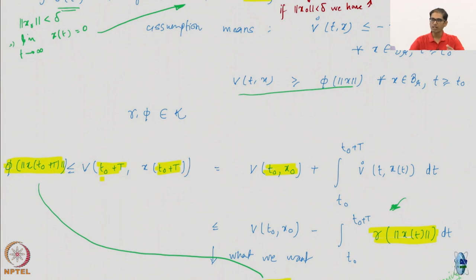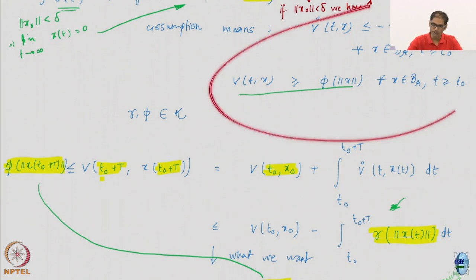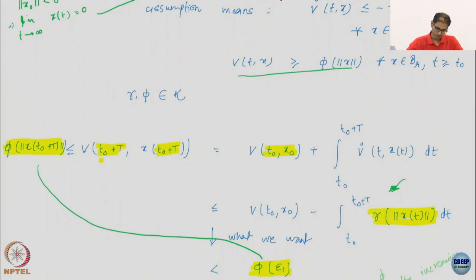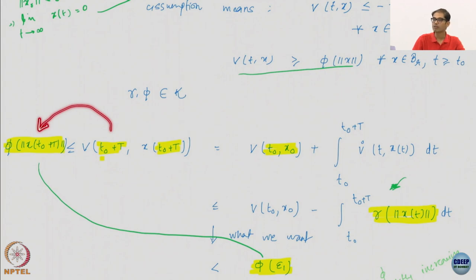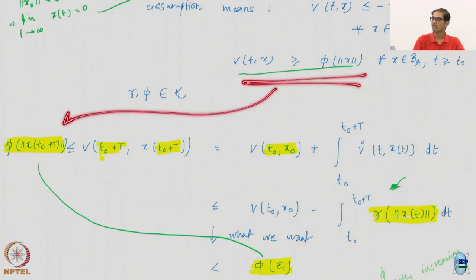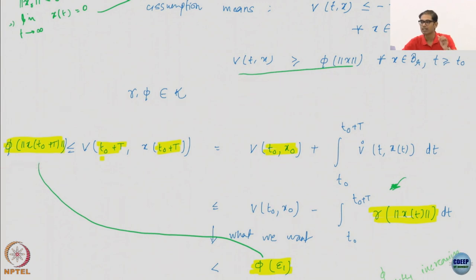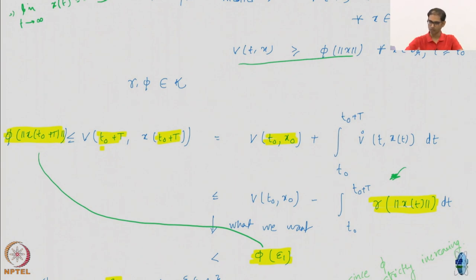How do I compute this? Fundamental theorem of calculus. We'll just integrate. Nothing complicated, just the fundamental theorem: starting value plus the integral from t0 to t0 plus cap T of V dot. Now I start using all my cool assumptions. On the left hand side, by positive definiteness, I already have a class K function of the state, which is good for me because I know that it's monotonic. The state increases, the class K function increases, so it is monotonically behaved. Very nice. On the right hand side also, I would like something like that. Let's see what happens.